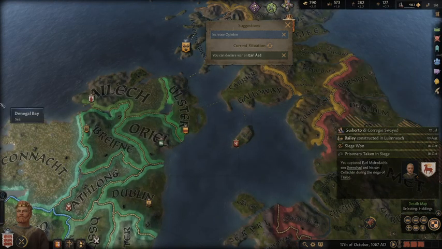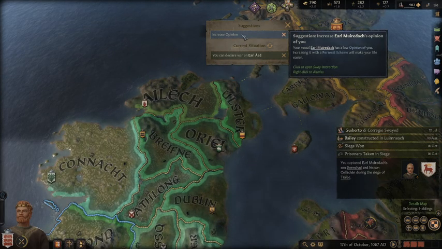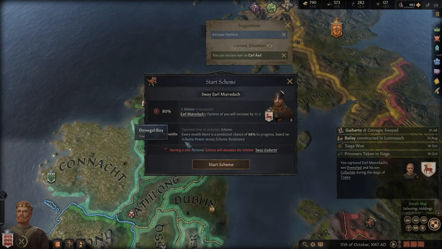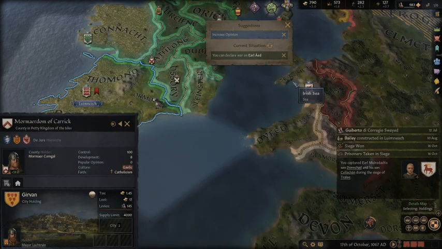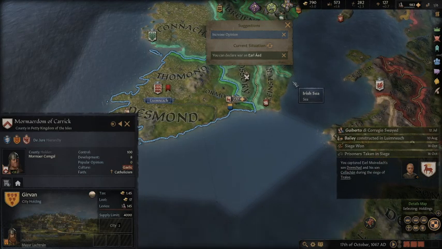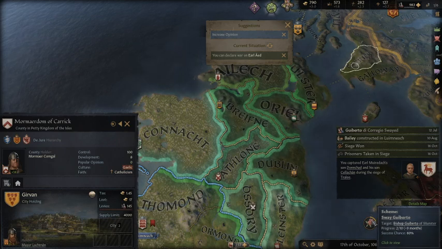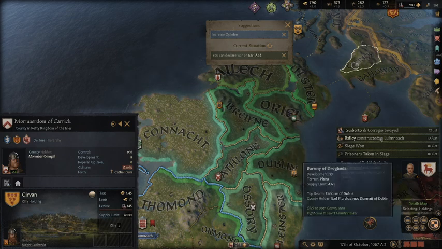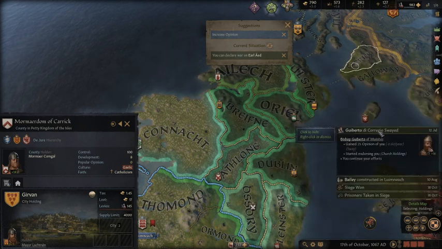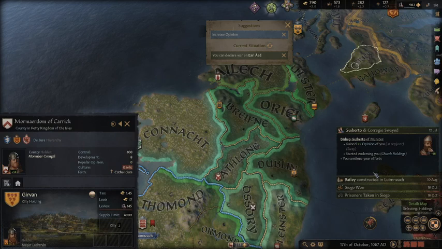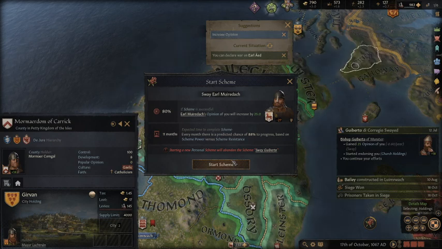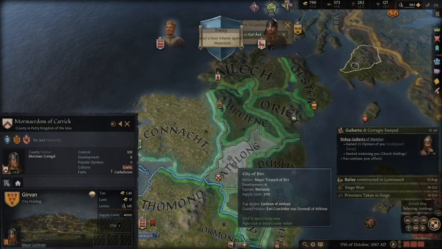And I gain suggestions, increase opinion. I'll worry about that after I finish swaying the thing. After I finish this scheme that I've currently got going. I mean, oh, it says Bishop Gooden. He's already been swayed, it looks like, so let's start a scheme to sway our new Earl instead.